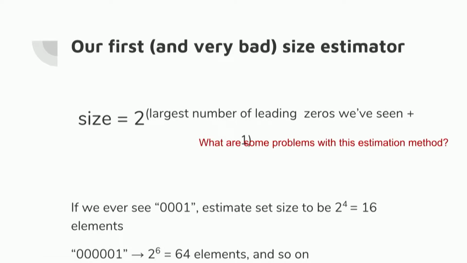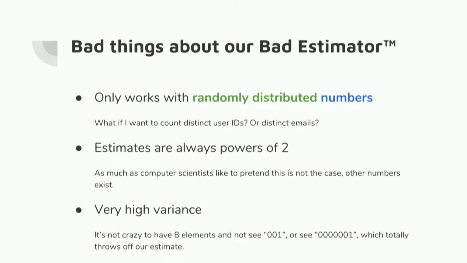Great. So there are problems with this. I can see some confused looks in the crowd about why on earth we are doing it this way. This is a weird way of counting. Well, we're about to make it better. Here are some problems with this estimation method. It assumes that we have randomly distributed numbers. Well, what if I have user IDs? Those are numbers, but they're probably incremental, like 10, 20, 30, or whatnot. What if I want to count the number of distinct emails in a data set?